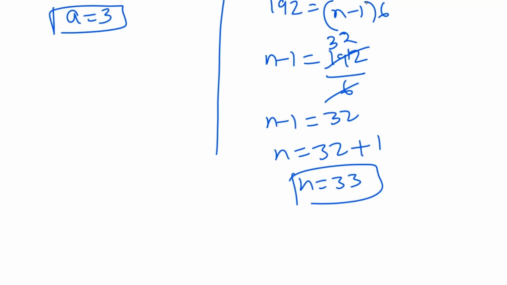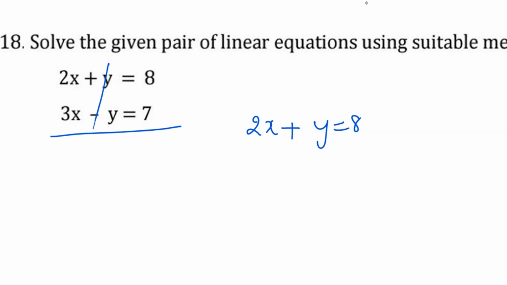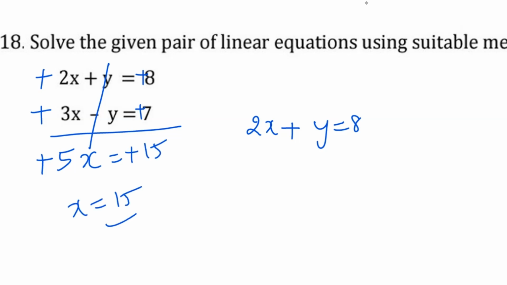So moving on with the next question, we have question number 18. Solve the given pair of linear equations using a suitable method. We can take the elimination method, x plus y equals 8. Now if I take these two equations, same terms with opposite signs get cancelled. So 2 plus 3 is 5x equals 8 plus 7, which is 15. So x will be 15 by 5. It will go 3 times. So the x value will be 3.